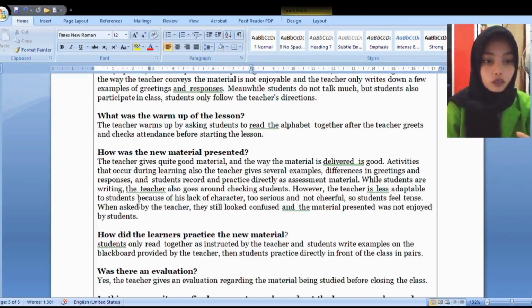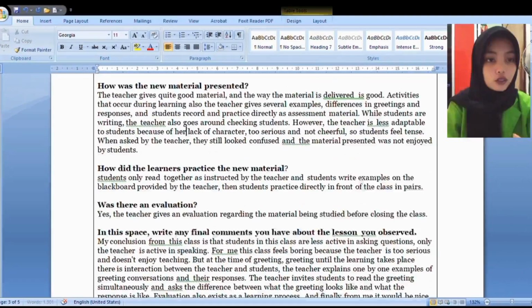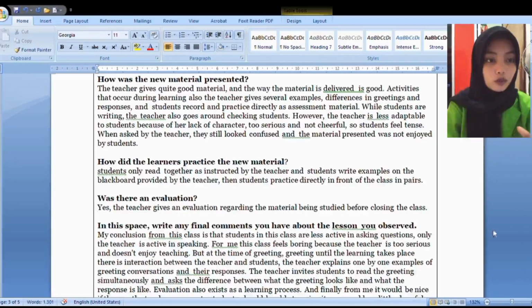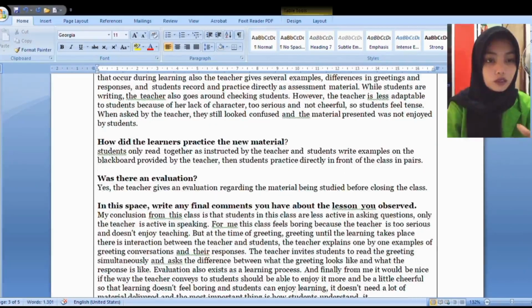So students feel tense. When asked by the teacher, they still look confused, and the material presented was not enjoyed by students. How did the learners practice the new material? The students only read together as instructed by the teacher, and students write examples on the blackboard provided by the teacher. Then students practice writing in front of the class in pairs.